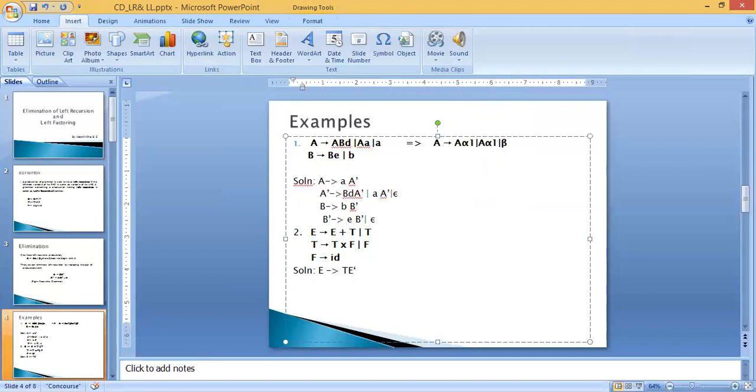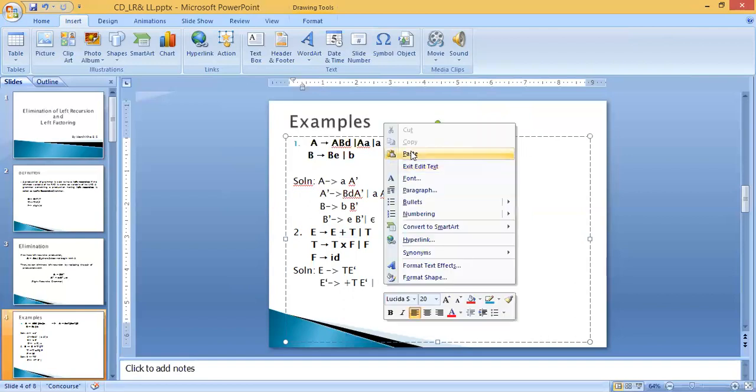Now we have to define what E dash is. E dash is nothing but, you should first write the alpha part. What is alpha here? The term that is associated with left recursion, right? Thereafter, what follows E is going to be alpha. So we have only one alpha here, which is plus T. So I shall write that first, plus T. Again, it should be followed by the new non-terminal, and then you have to write the epsilon part. So let me take this epsilon here and then copy it.